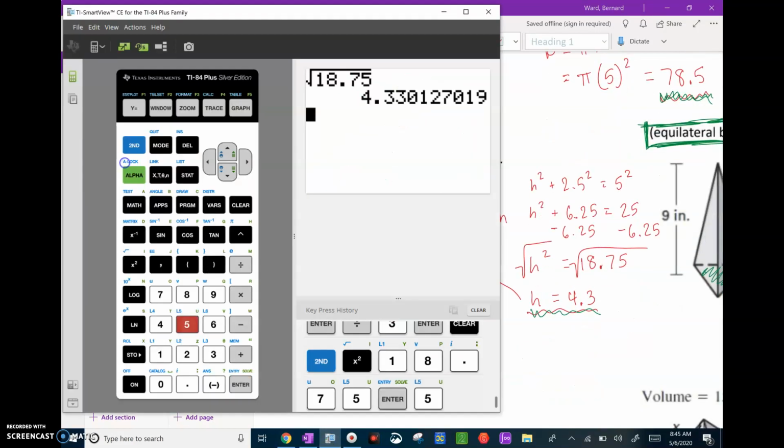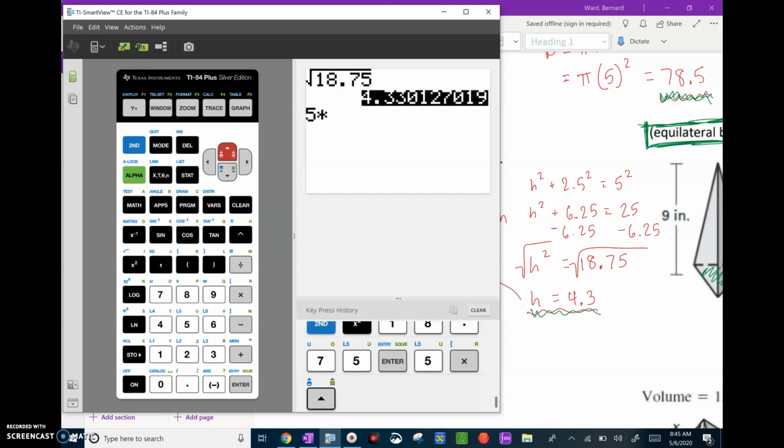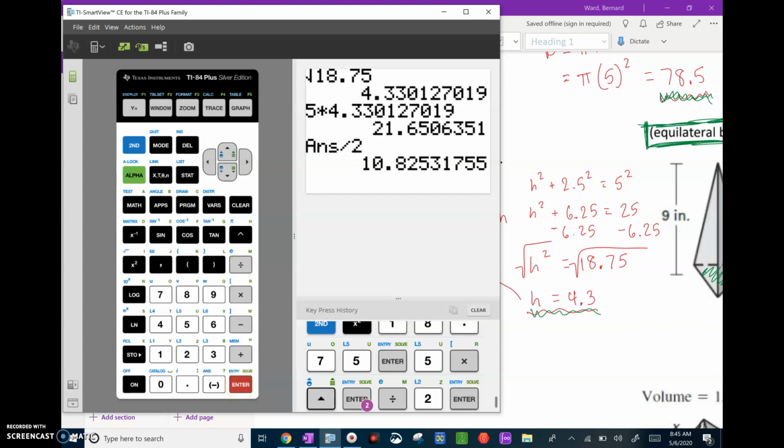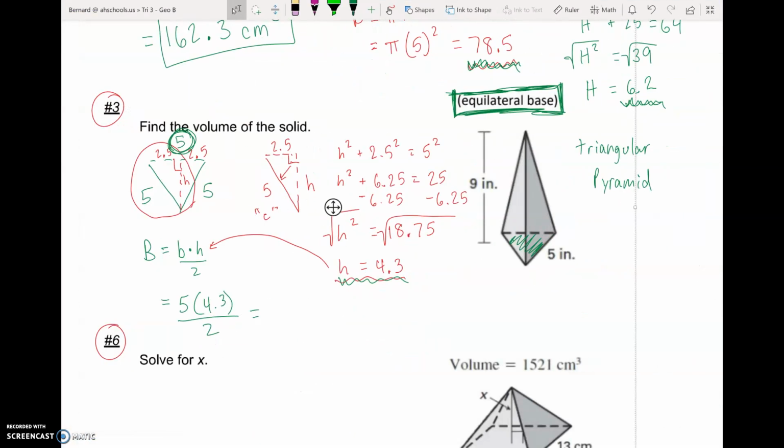So I'll do 5 times, and then that 4.3 up there is the one I want, so I'll hit enter on it, equals, and then I got to remember to divide by 2. And so the area of that triangle is 10.8 roughly. So this is big B. Now, the nice thing in this example is we already have h. See this 9? It's just going straight up and down, and that's exactly what we need for our height. So that is our big H, 9. So we are all set to find the volume here.